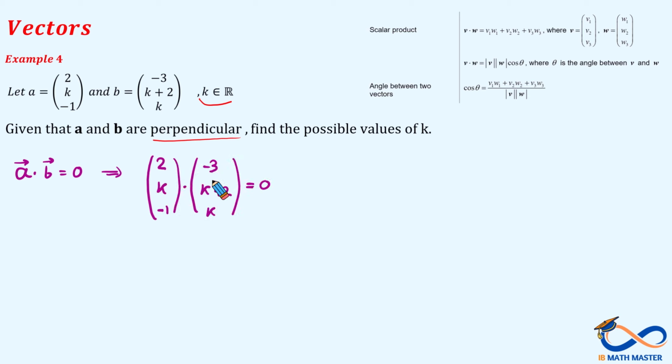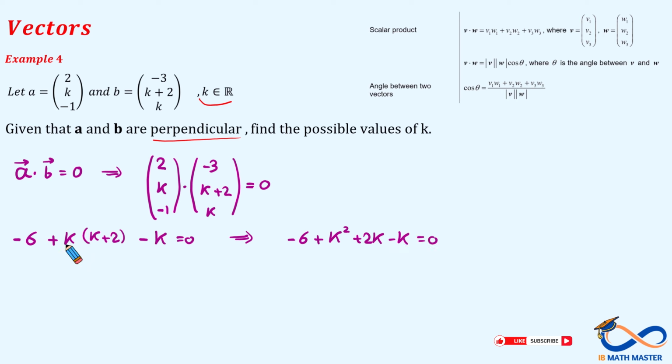Now here we will calculate the scalar product. We will use the formula here. We'll multiply the corresponding components. 2 by negative 3 here will be negative 6, and we multiply k by k plus 2, which is this. We have here negative 1 times k, which is negative k. We can expand here to simplify the equation. We will have here k times k, which is k squared, k multiplied by 2, 2k. If we simplify further, we will have this quadratic equation.